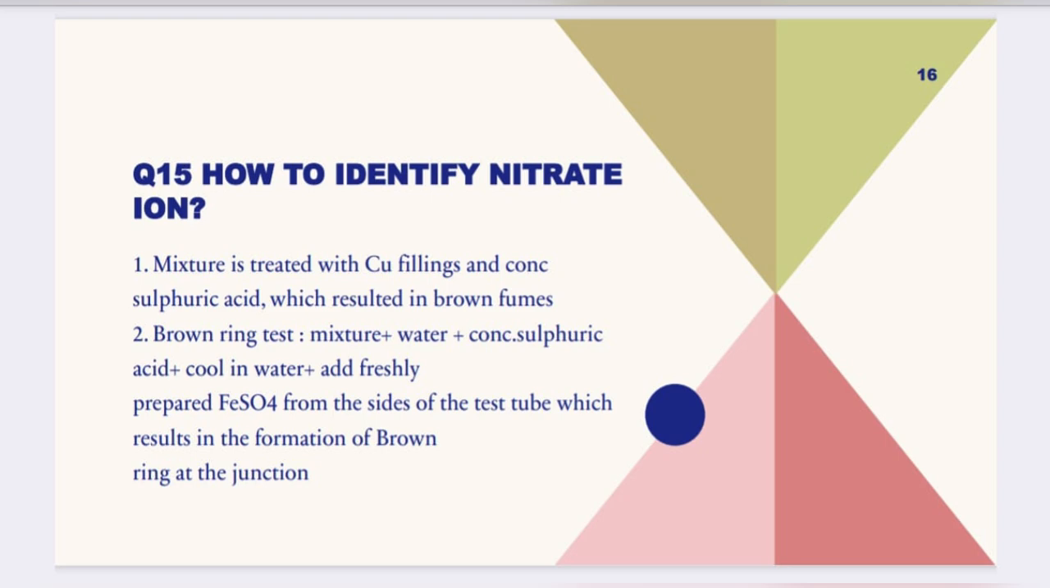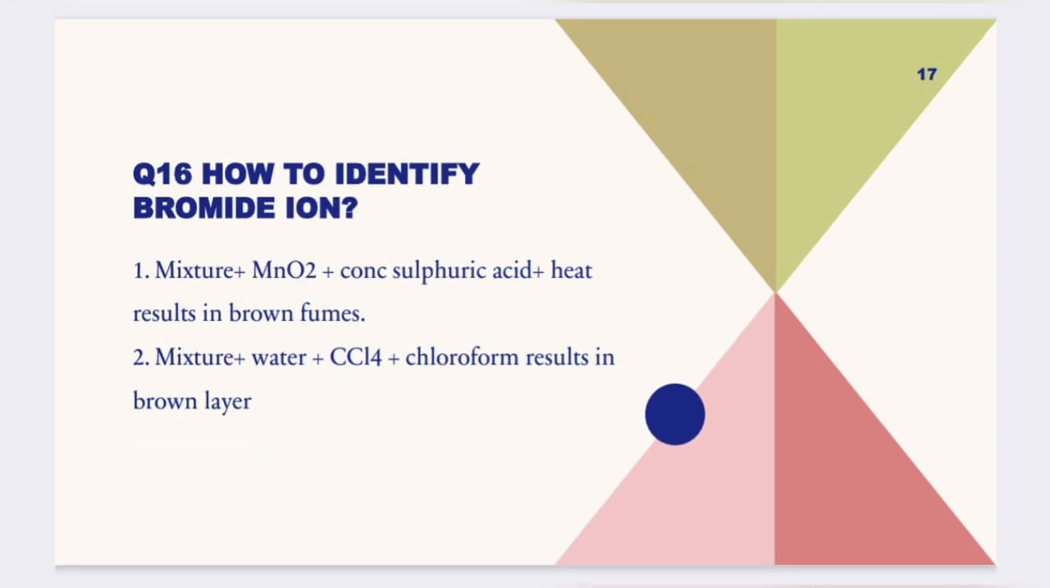The second, the most important one, is the brown ring test, where we take the mixture, add water to it, and add concentrated sulfuric acid. Now there is an exothermic reaction, so you need to cool the test tube under running tap water and add freshly prepared ferrous sulfate, FeSO4, from the sides of the test tube, which results in the formation of a brown ring at the junction. These are the two methods of identification of nitrate ion. We move to the next question, my dear friends.